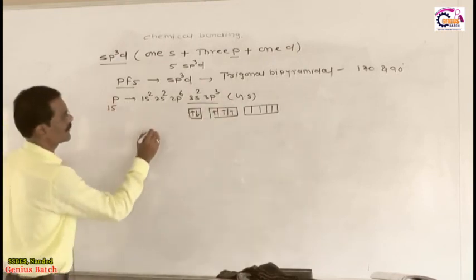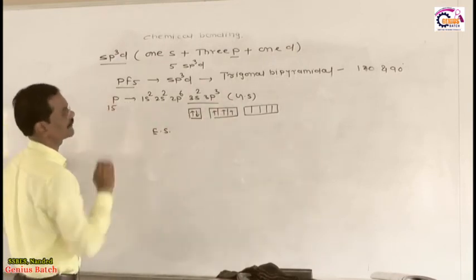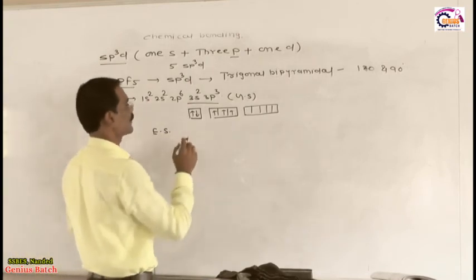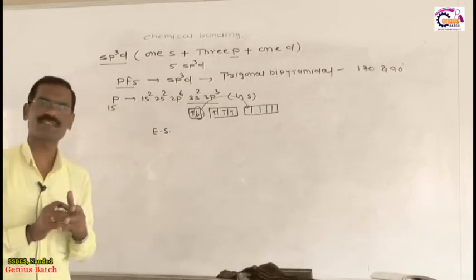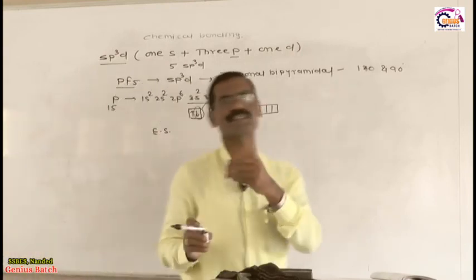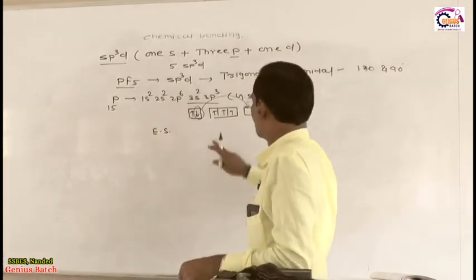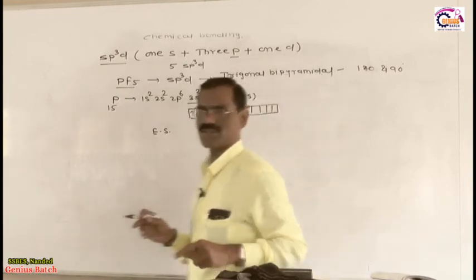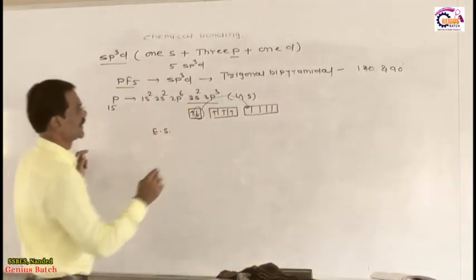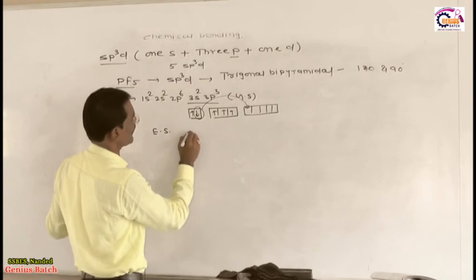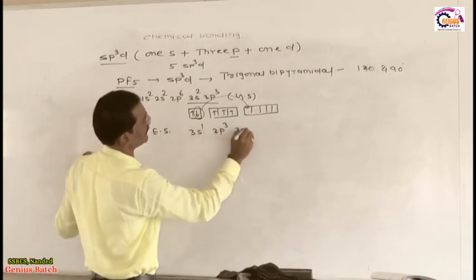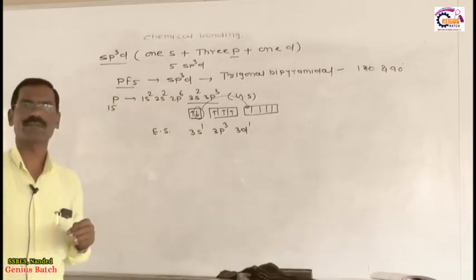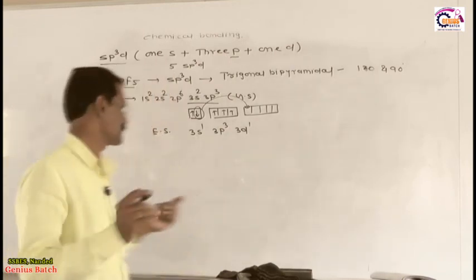Now dear student, you know very well what happens in the excited state. In the excited state, one of the electrons from s is excited to the empty d orbital, because we already discussed this concept in variable valency. Now in the excited state, that electron jumps into the empty orbital. After the jumping of this electron, the electronic configuration becomes 3s1, 3p3 and 3d1. This is the electronic configuration of phosphorus in its excited state.